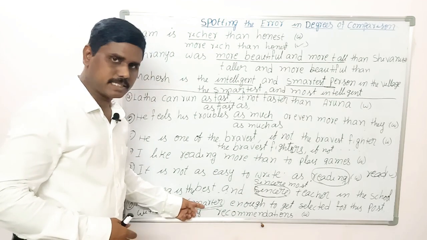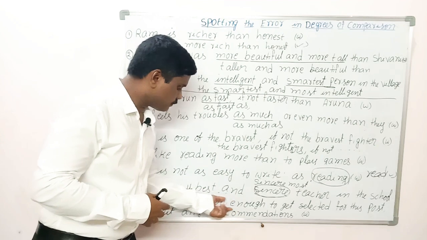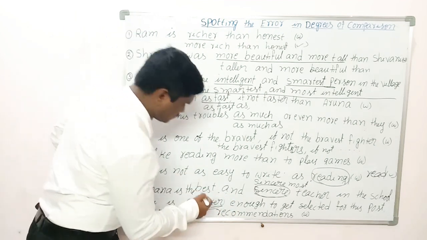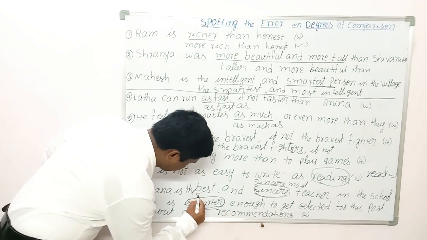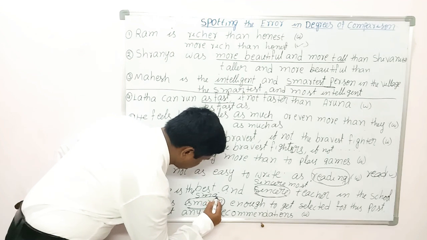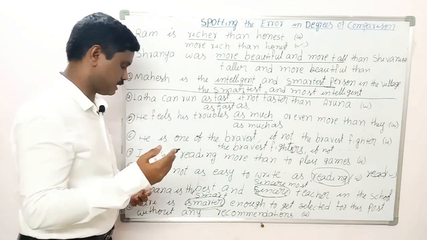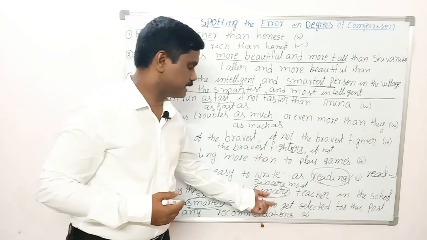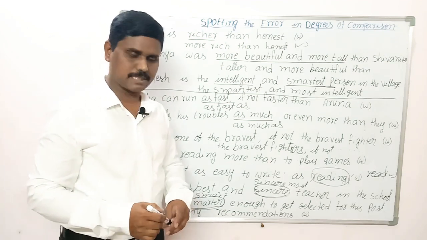Here this is an adjective, so no problem. But the problem is before enough we always use adjective 1. That means positive adjective, whereas this is adjective 2. So this is wrong. The correct answer is adjective 1, that is smart. Smart, smarter, smartest. Hari is smart enough to get selected for this post without any recommendations.